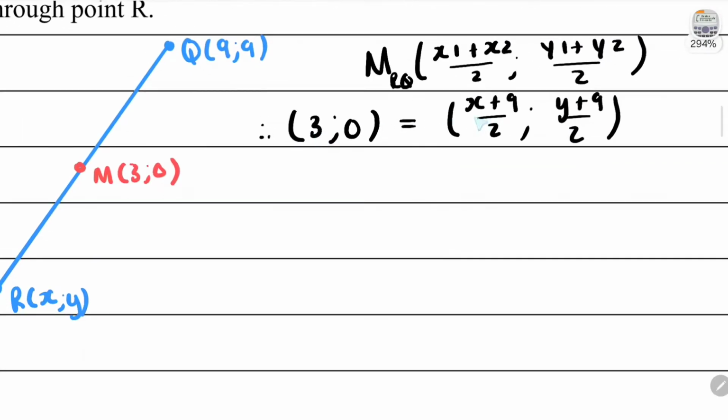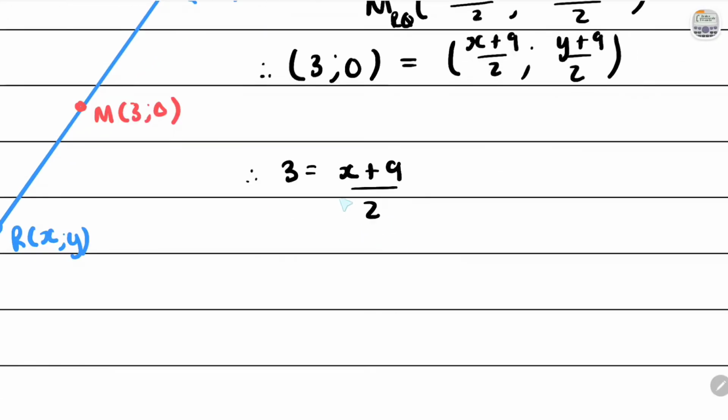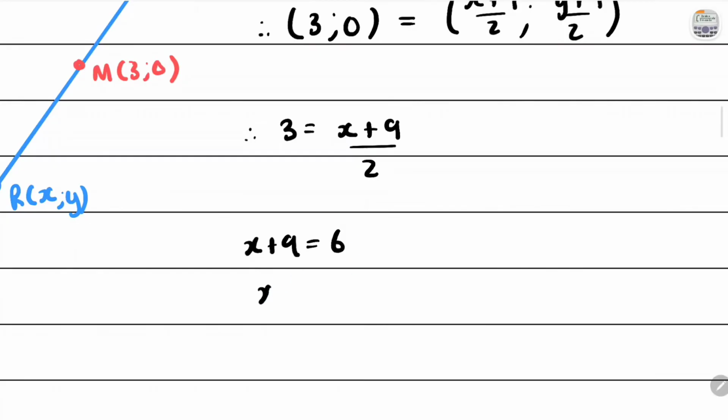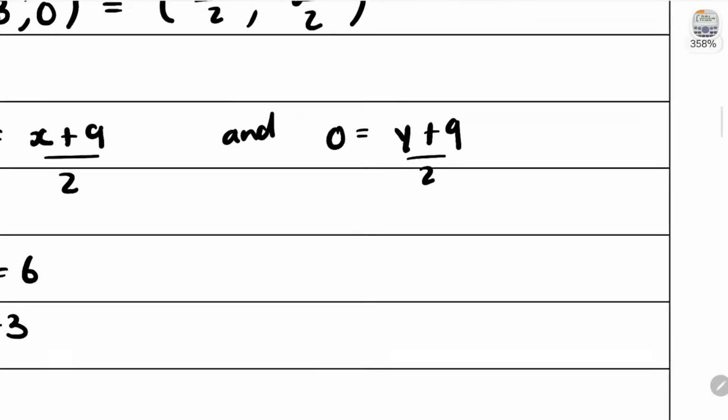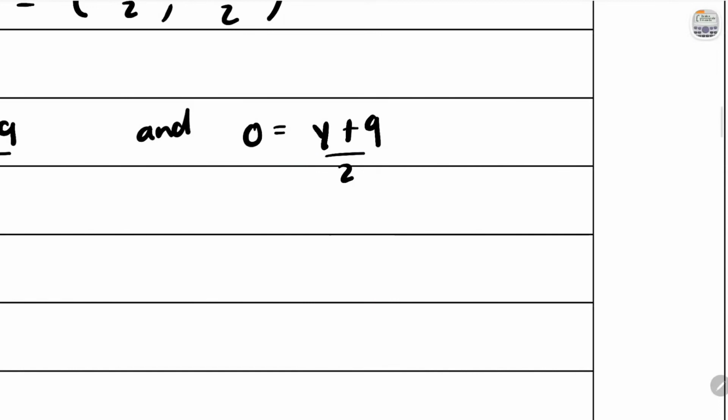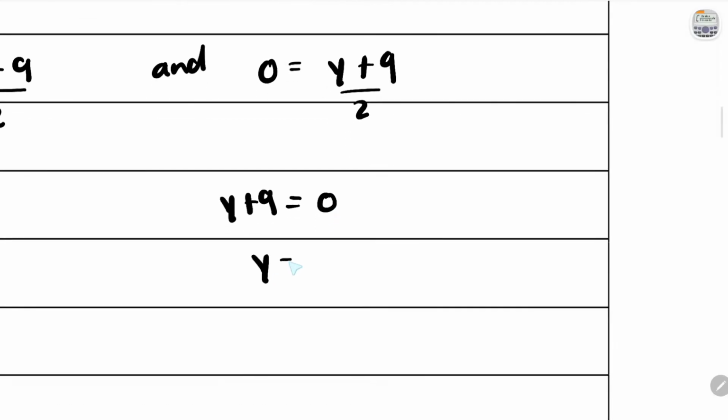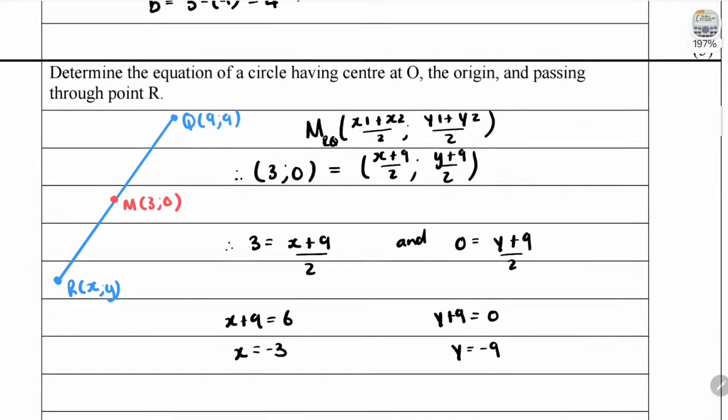Since they're equal, we're going to equate their x values. So 3 equals (x plus 9) over 2. Therefore, you can just cross multiply, with that invisible denominator of 1. x plus 9 is equal to 6. Then transpose the 9, so 6 minus 9 is negative 3. So we found the x value. Now the y value, which is 0, is equal to (y plus 9) over 2. Again, we can cross multiply, or see this as multiplying both sides by 2. So y plus 9 equals 2 times 0, which is 0. So y is equal to negative 9. And there we go, that is the point R.